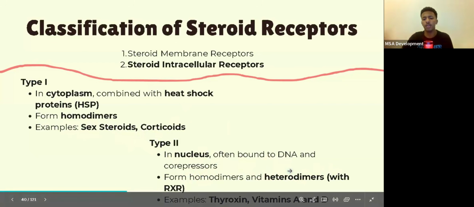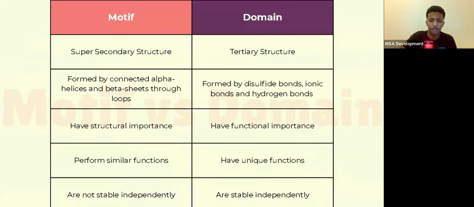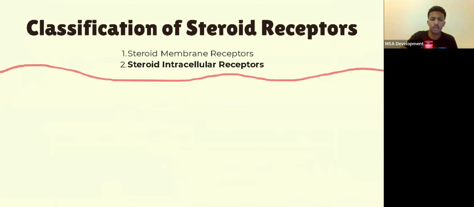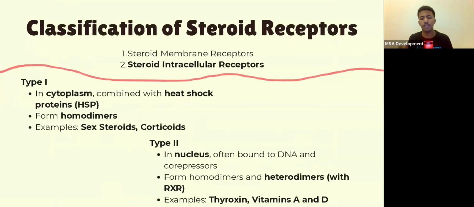So it's going to be either, let's look at the examples. Okay, the examples over here are thyroxine, vitamin A, and vitamin D. If we have a vitamin A receptor, it's always going to bind with an RXR receptor. If we have a thyroxine receptor, it's always going to bind with an RXR receptor. It doesn't matter what it is, it's going to bind to an RXR receptor. Okay?